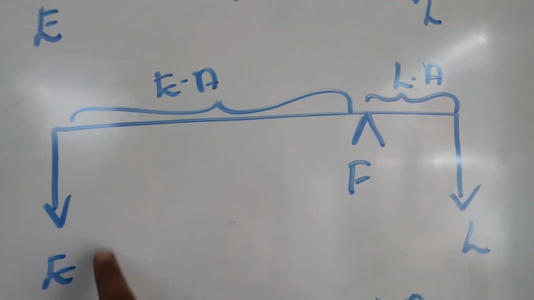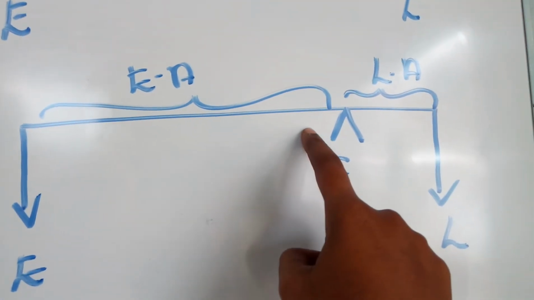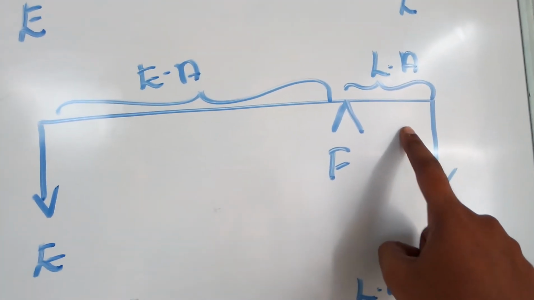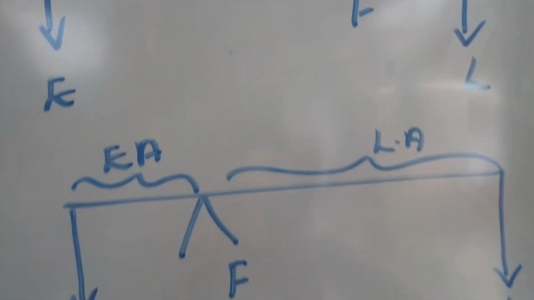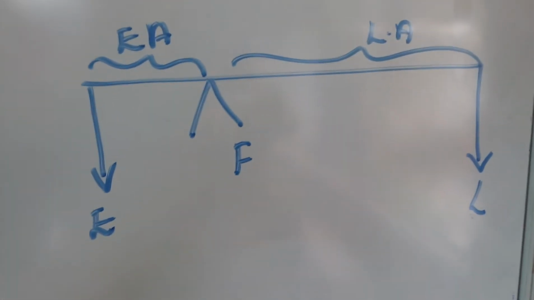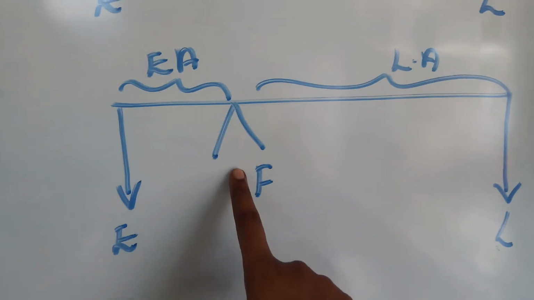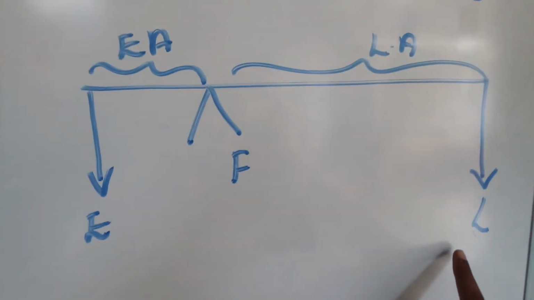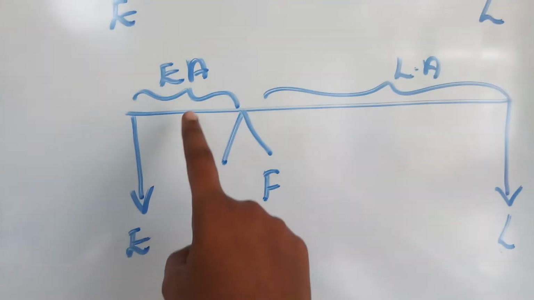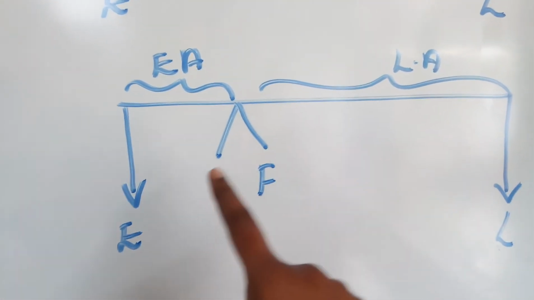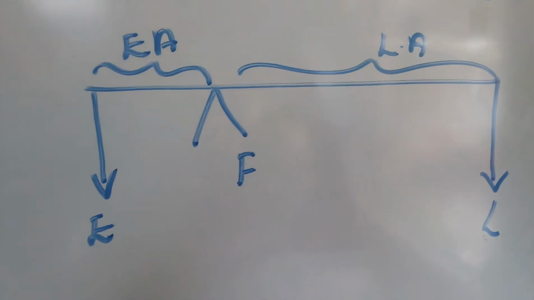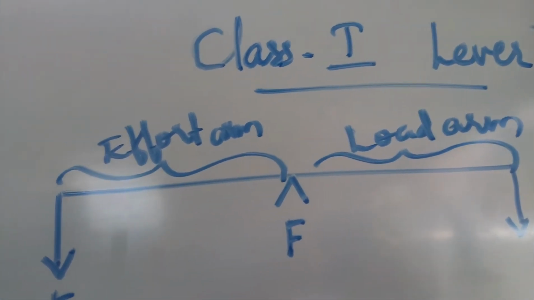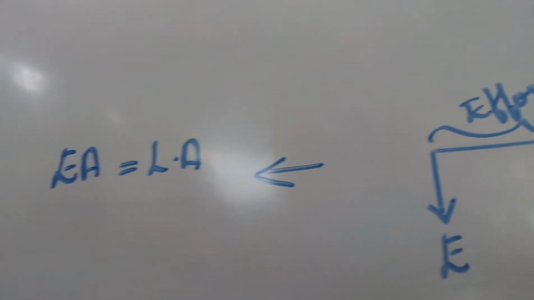In the same case, class 1 lever, fulcrum is near to the load. Here, effort arm is greater than load arm. Load arm and effort arm are measured in the same way as earlier. In the third case, fulcrum is very near to the effort. In this case, load arm is very much greater than effort arm. In this case also, load and effort act in the downward direction.